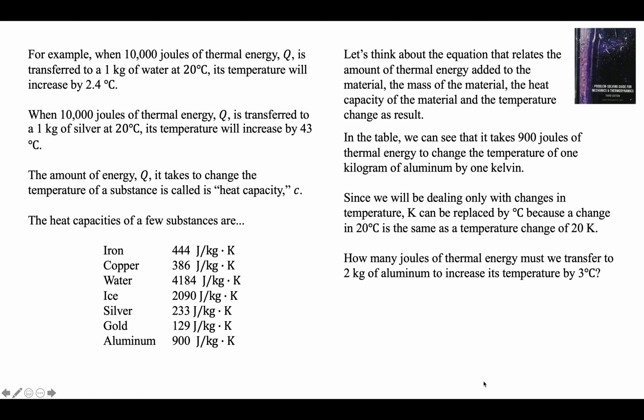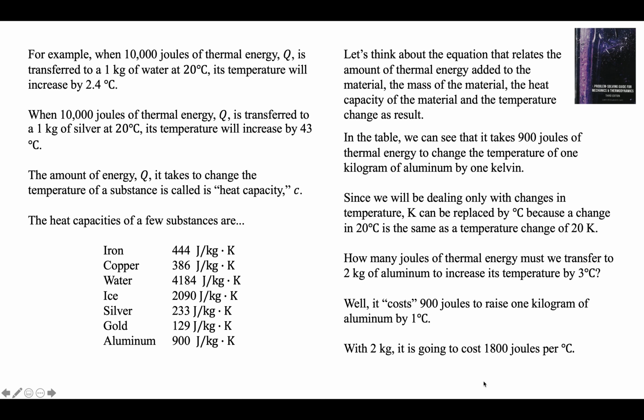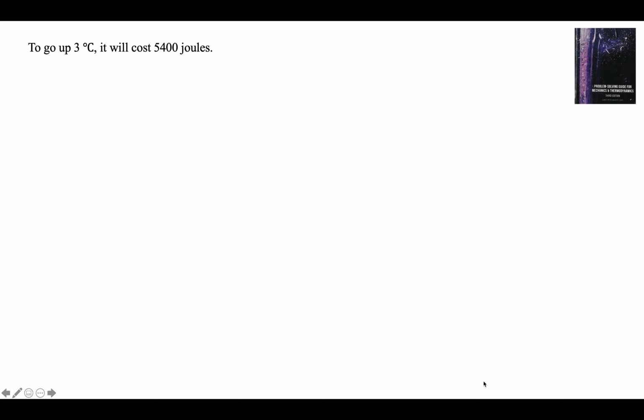Well, it costs 900 per kilogram per degree. We have 2 kilograms and we want to go up 3 degrees. To go up 3 degrees Celsius, it's going to cost 5,400 joules. 1,800 joules because we have 2 kilograms, and then we're going up 3 degrees Celsius. Makes sense. The equation is mc delta T. The c really should be first, but it sounds better if you say mc delta T.